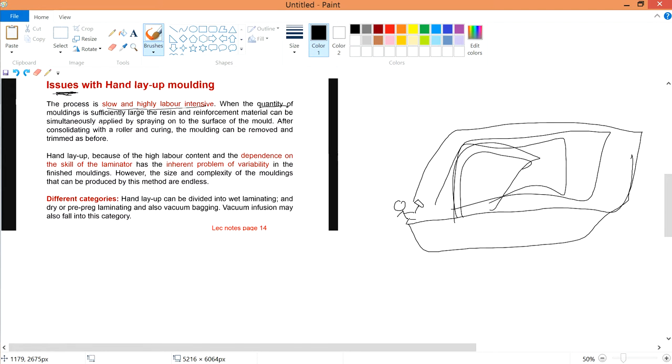So as it says, do take note that hand layup can also be in other different categories like these things altogether. You can read it yourself. But do take note that hand layup molding isn't just this type, it can be many types. So you have to take note of that.